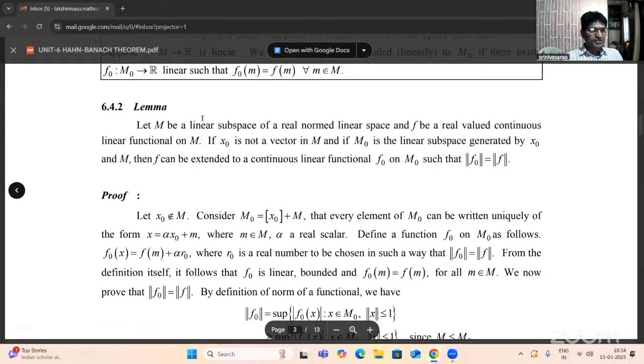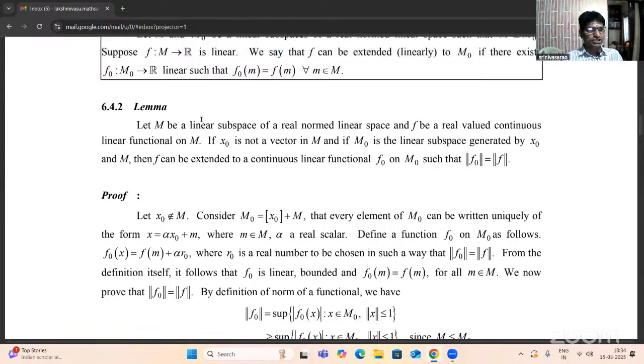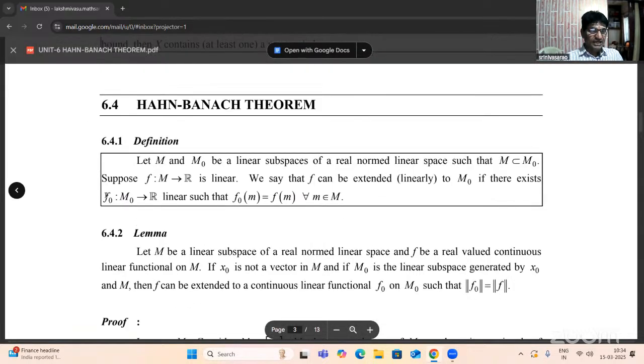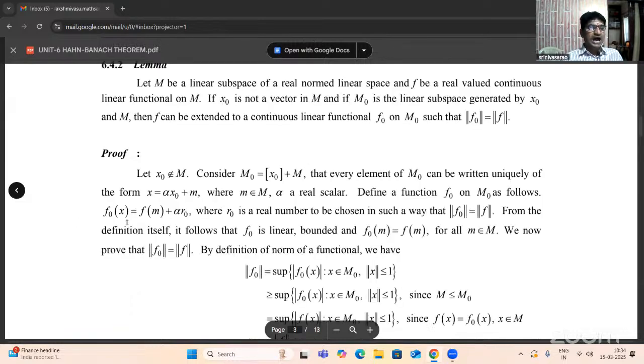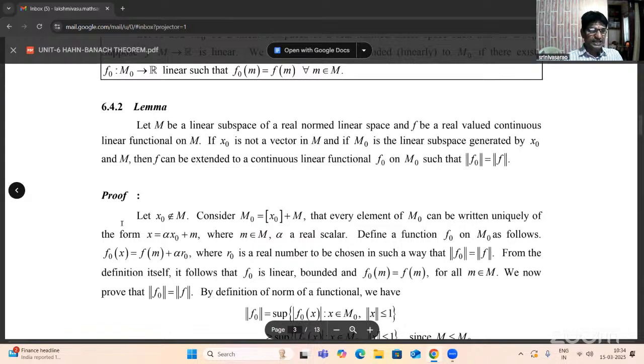So that is why the extended linear functional is defined on different linear subspaces, and it depends upon the mapping, the linear functional mapping. Here, f naught of m equals small f of m. According to this lemma, students, listen carefully. This theorem is very important. Sometimes they ask: state and prove the Hahn-Banach theorem. If not, then this lemma must and should be given in the final examination. There is no doubt. Okay.